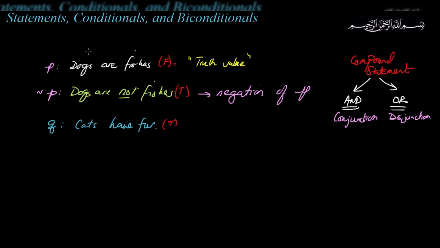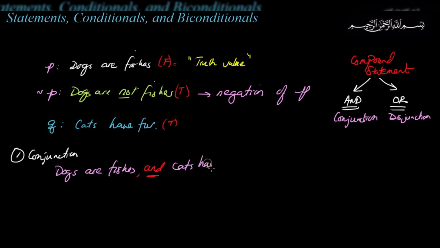So let's combine these two over here. The first thing I'm going to do is combine using conjunction. So here you go. I'm going to combine the dogs and cats statements. Dogs are fishes, and then I'm going to use a conjunction, and, and cats have fur.